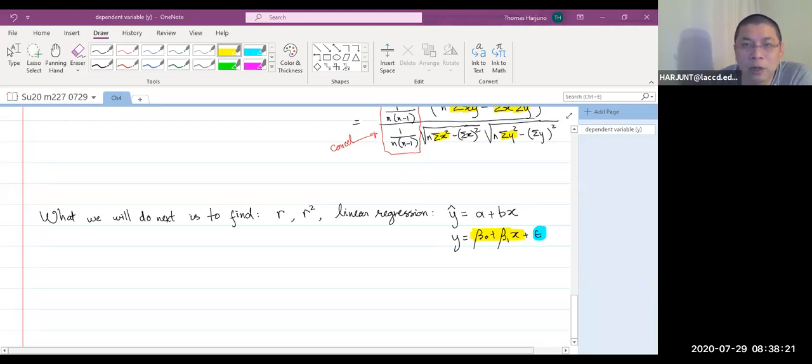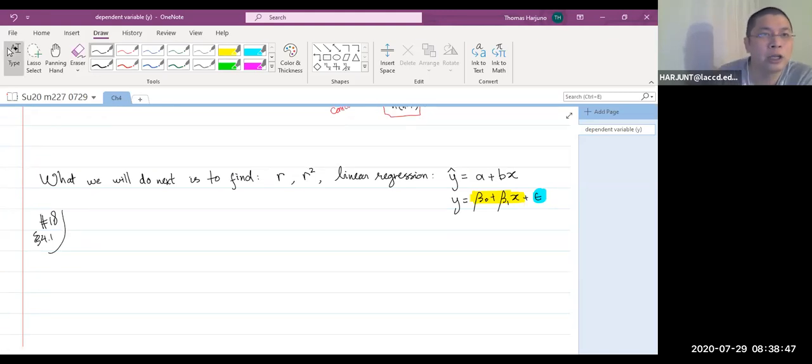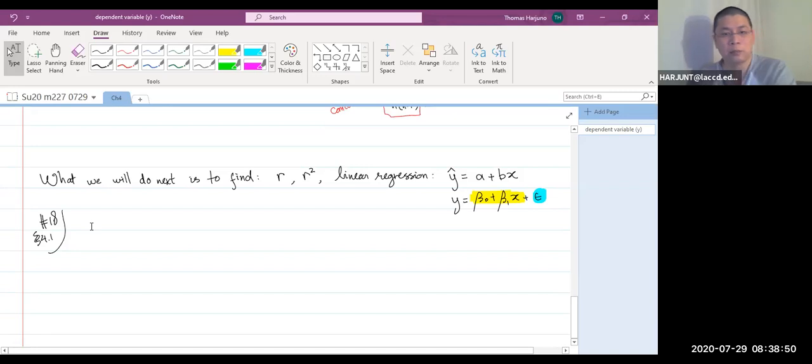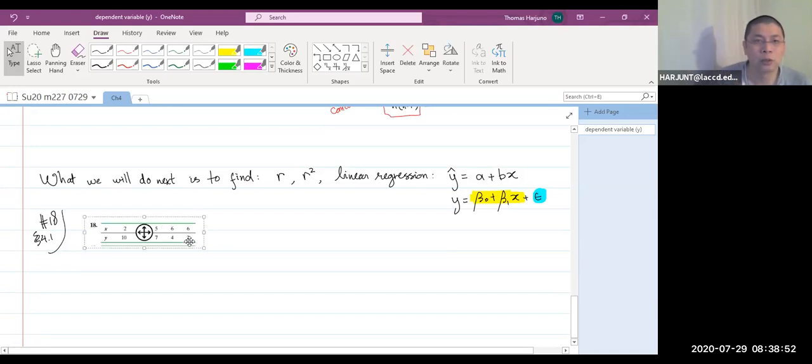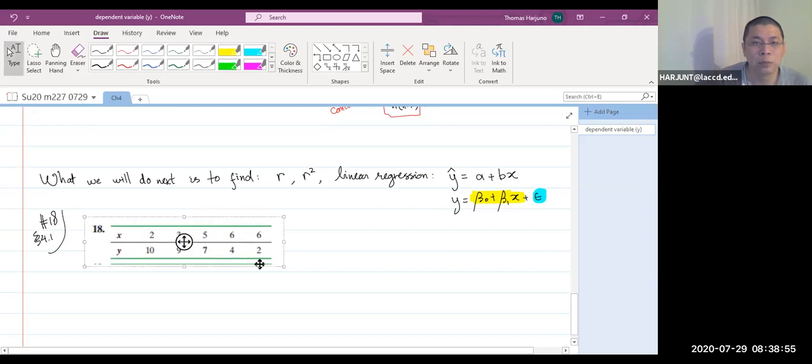Let me pick question number 18 from section 4.1. By the way, linear regression is one method being used to do the prediction about climate change.